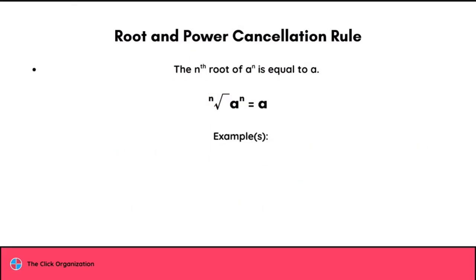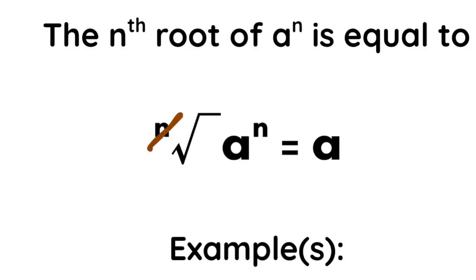The third rule, root and power cancellation rule. The nth root of a to the power of n is equal to a. It's very, very simple because the root and the power will cancel each other if they're the same number. And that is why the operation will equal a.